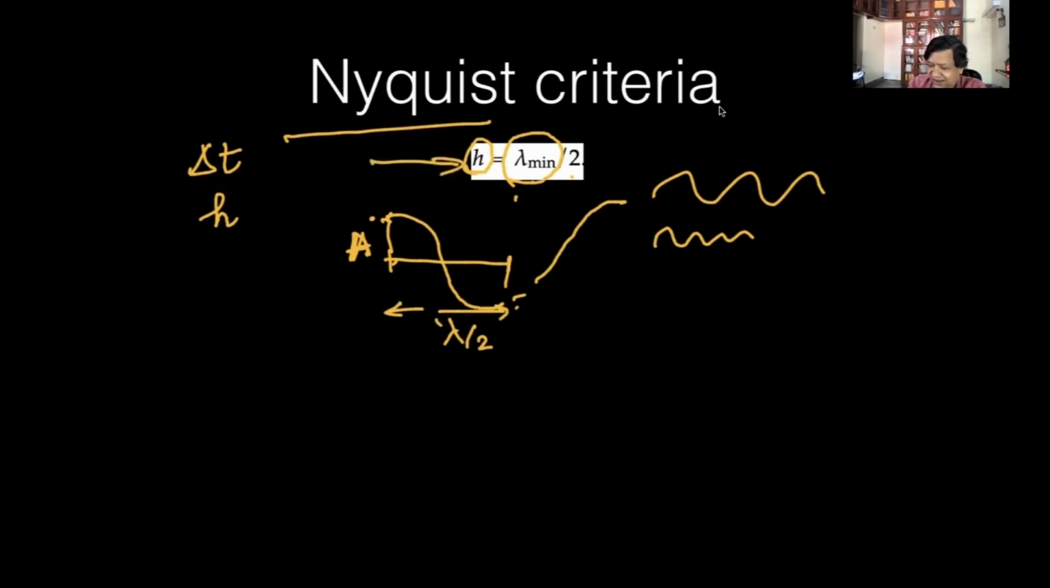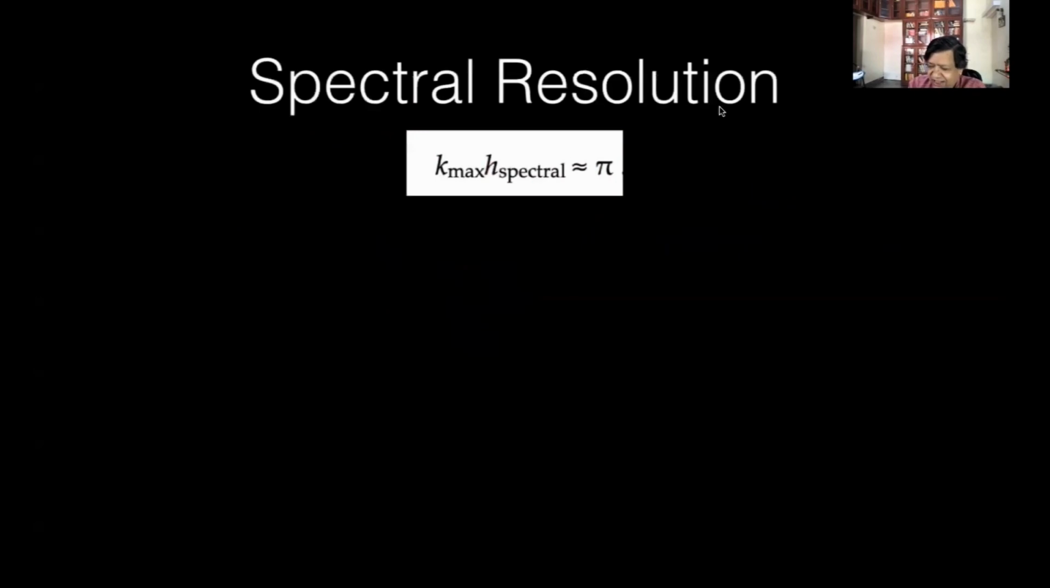What should be the dx or h? Now, given that, you can easily show that k max, the maximum wave number, which corresponds to lambda min, times h, which is the dx, is pi. So you just straightforward 2 pi by lambda min times lambda min by 2 equal to pi.